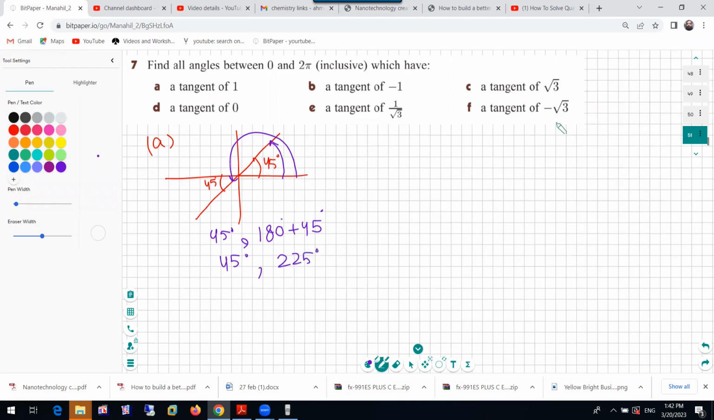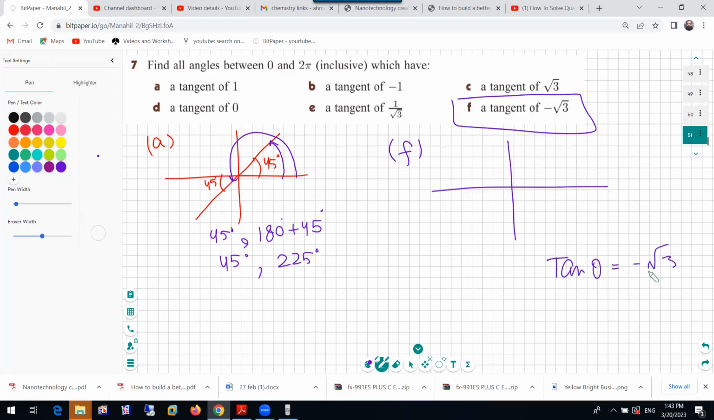Okay, now the negative one, part F. Part F is a negative square root of 3, right? They haven't said you can't use the calculator. If you have the calculator, you can use it as well. I think the basic idea is that tan theta is equal to minus square root 3, and we need theta here, right?